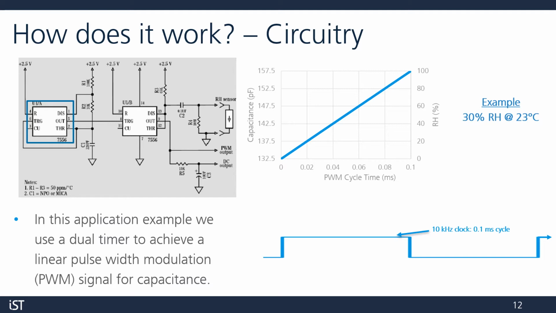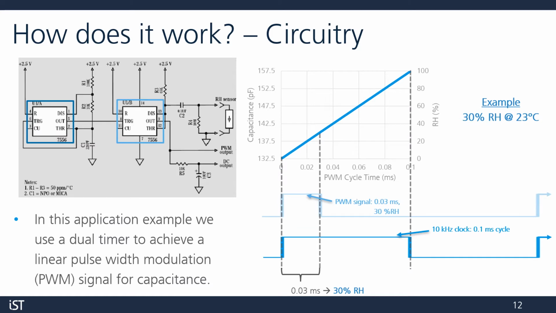Let's say we have an RH of 30% at 23 degrees C. Our PWM signal will then have a pulse of 0.03 milliseconds, which is 30% of the measurement cycle time. This represents 30% RH. So this is just one simple circuit example. Many of our customers choose to use other microcontroller-based solutions for their measurement. If you have any questions about integrating our humidity sensors in your setup, feel free to get in touch with us.